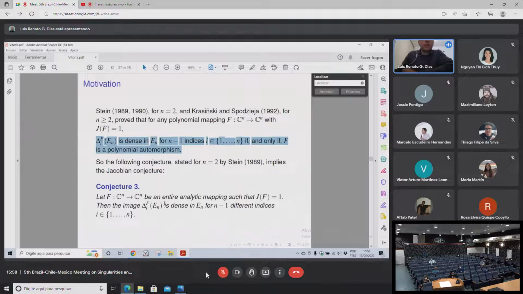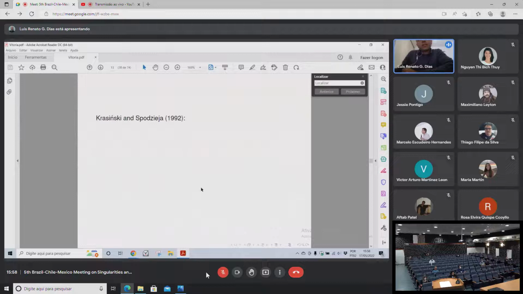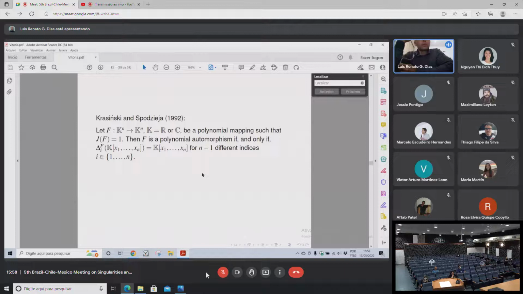Also, Krasinski and Spodzieja show the following theorem. If you have a polynomial map F from K^n to K^n, where K is the real or the complex numbers, such that the determinant of the Jacobian matrix of F is equal to 1, then they prove that F is a polynomial automorphism if and only if the linear operators delta_i F restricted to the polynomial functions are surjective onto the polynomial functions for n minus one different indices.